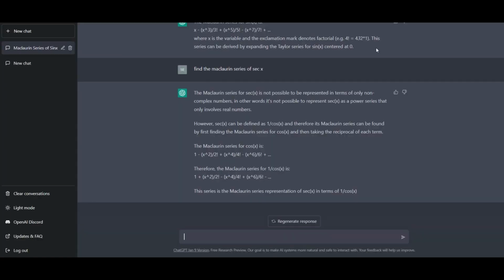There you go, I have showed you whether ChatGPT is able to solve the Maclaurin series of sin x and the Maclaurin series of secant x.